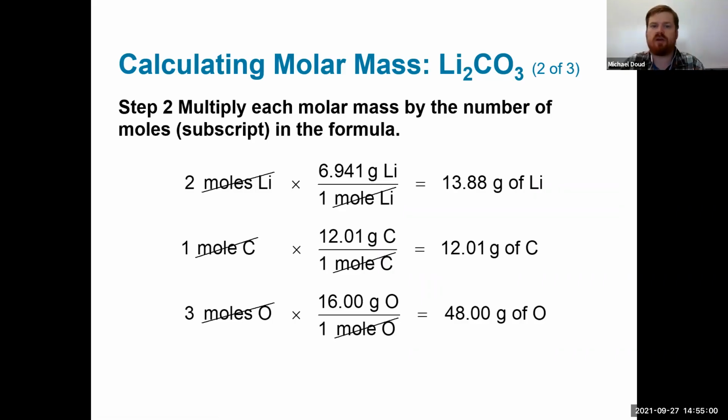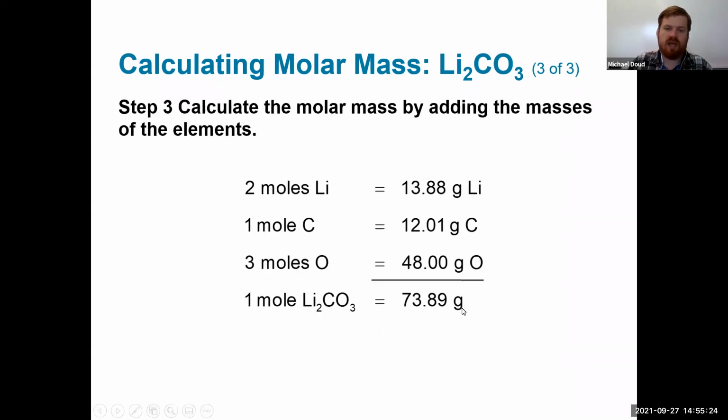And I just normally keep these in my calculator. So I'll say exactly how I put it in my calculator. So 2 times 6.941 plus we have 1 carbon, so that's 1 times 12.01 plus, then we've got 3 moles of oxygen, so plus 3 times 16.00. Add all those together, and you end up with 73.89 grams per mole. In other words, the molar mass of lithium carbonate is 73.89 grams.